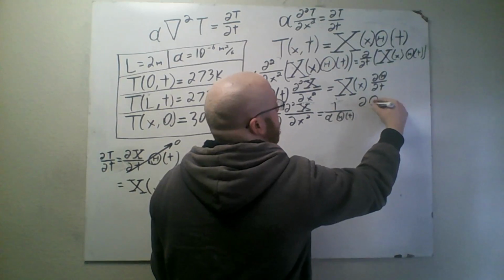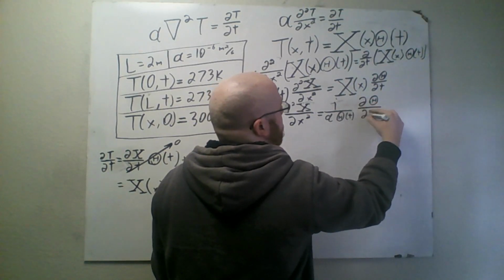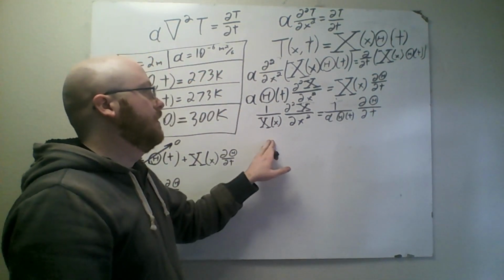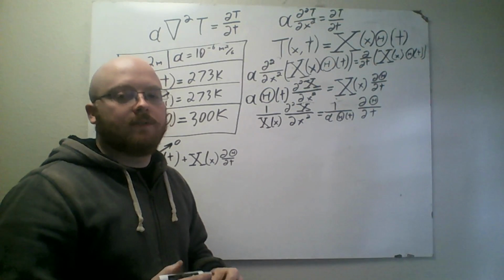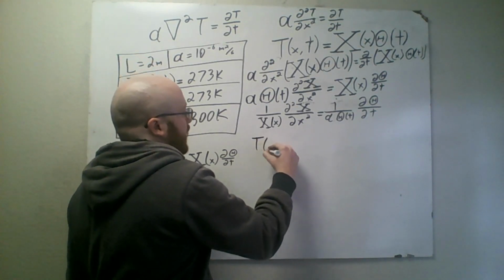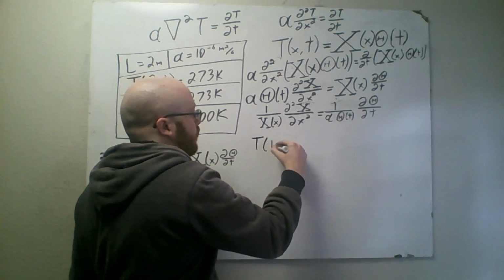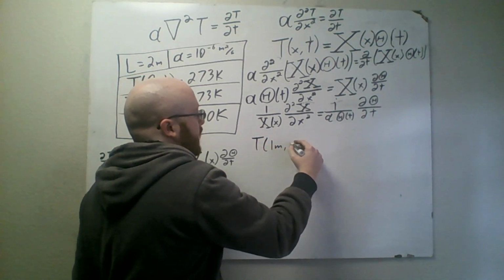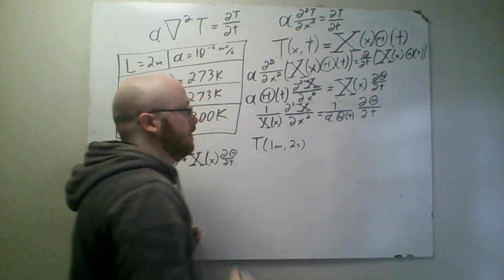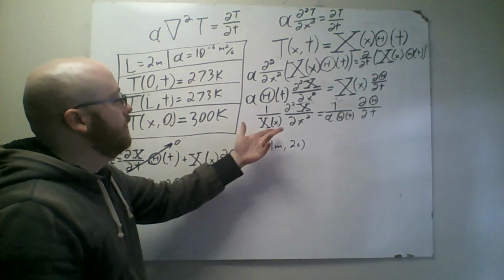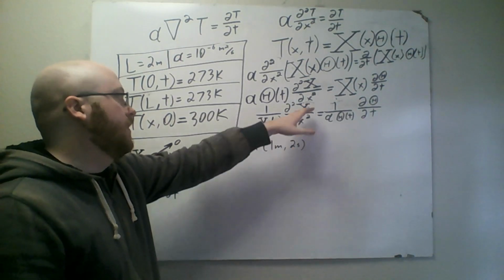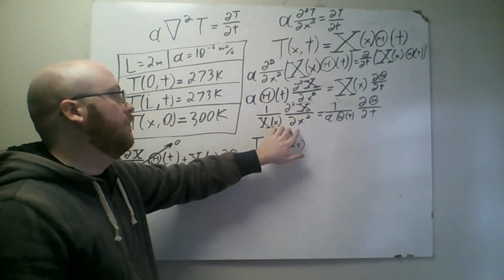Theta t. Okay, now we've got this. I want you to consider something. Say we evaluate temperature at the point, say 1 meter, and we evaluate at time t equals 2 seconds, right? So whatever we get for this side, we take the derivative of this twice, then evaluate this. So we're going to look at evaluating this side.